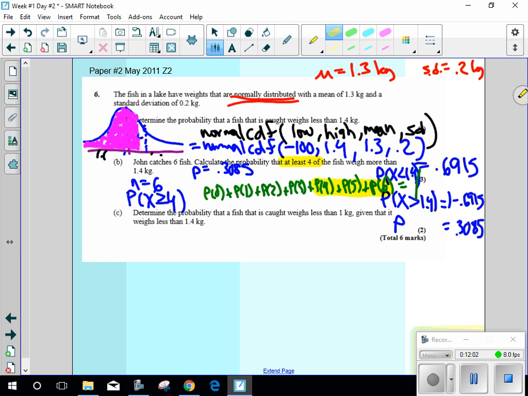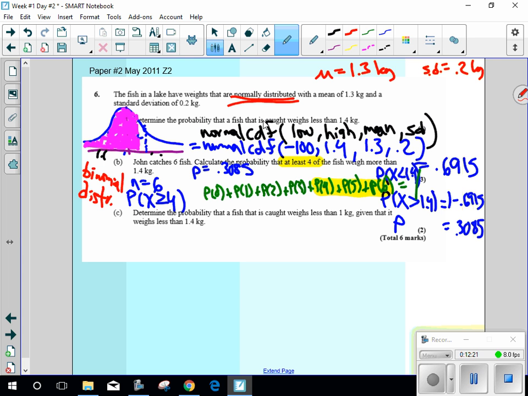Now, you can do that. By the way, which distribution is this going to be? You got a specific n, a specific probability. It fails or it passes. This is binomial, yep.